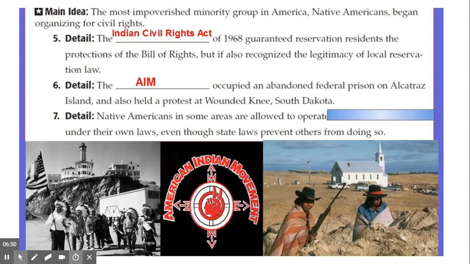Number 7. Native Americans in some areas were allowed to operate gaming establishments or casinos under their own laws. Even though states might have prevented them from doing so, they were able to do that under Native American law. Tribes like the Winnebago and the Omaha Nation have at times run casinos. Right now, the Ponca are trying to establish a casino in the Omaha metropolitan area. All that would be protected under their reservation law.